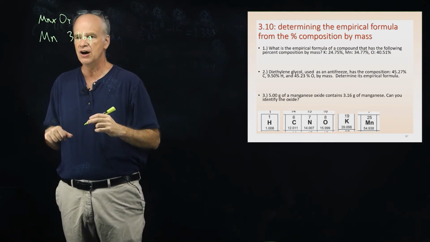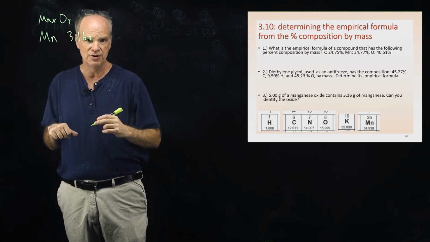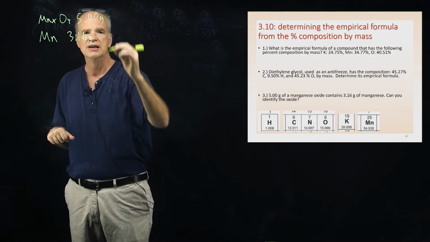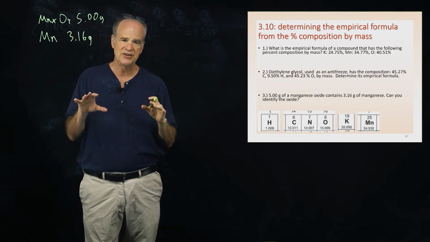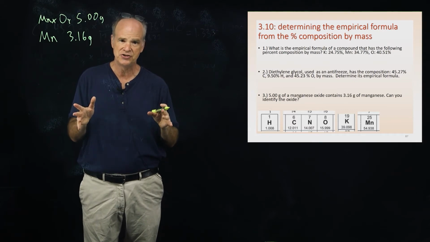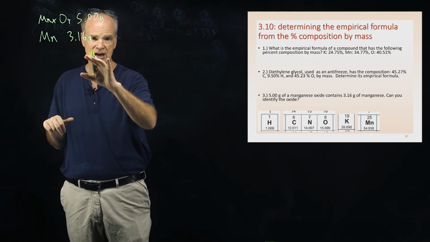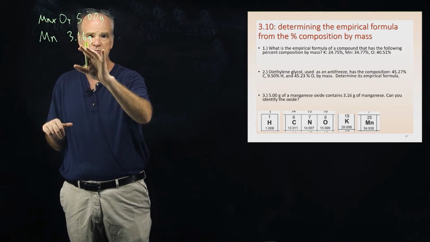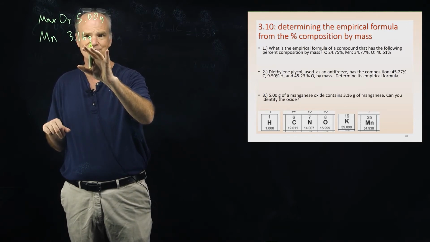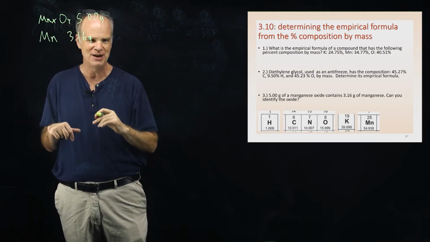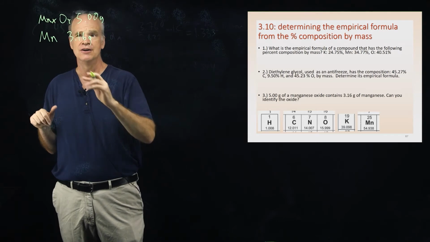Okay, we are given a mass for the manganese oxide, so it's 5.00 grams. This is a manganese oxide, so any mass that is not manganese will be oxygen. So all you have to do to find the mass of oxygen in this compound is take the 3.16 grams manganese mass and subtract it from the 5 grams total mass, and that should be the oxygen mass.